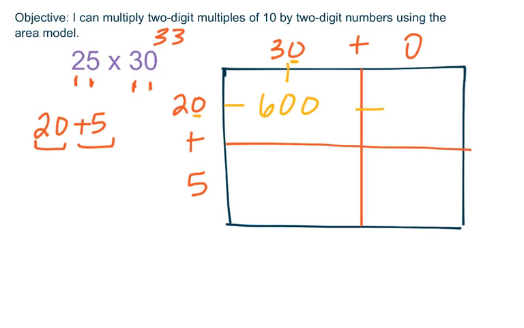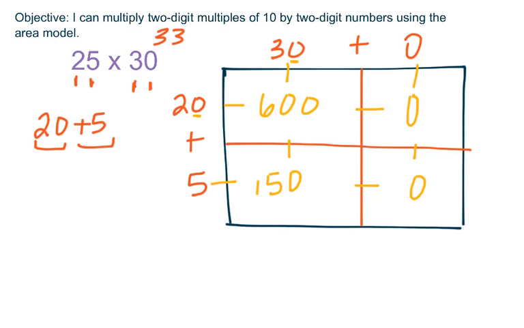Then I've got 20 times 0. Well, anything times 0 is going to be 0. Then I have 5 times 30. Well, 5 times 3 is 15. And then I'm going to multiply by that 10. So I've got 150. And 5 times 0 is 0, because anything times 0 is 0.